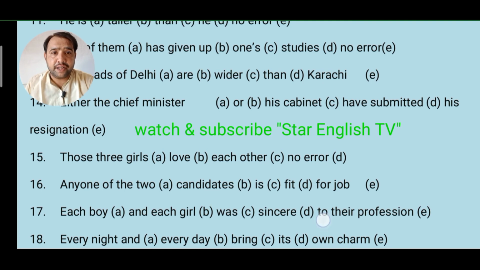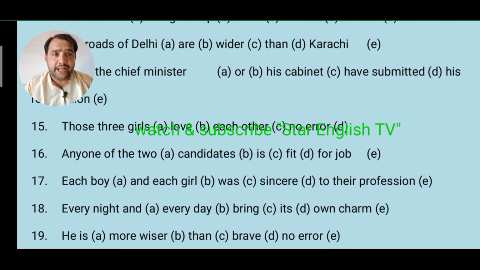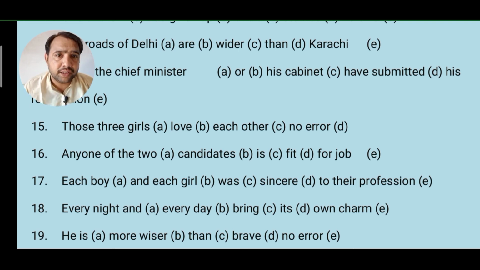In number 16, any one of the two candidates is fit for the job. Guys, here again we sometimes confuse two structures, anyone and either of. Here, like each other and one another, we also have a choice. Anyone should be used when we are going to talk about more than two. But here we are talking about two persons, two candidates. So here we need either of the two candidates is fit for the job.